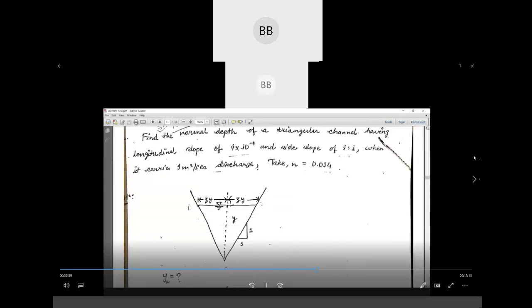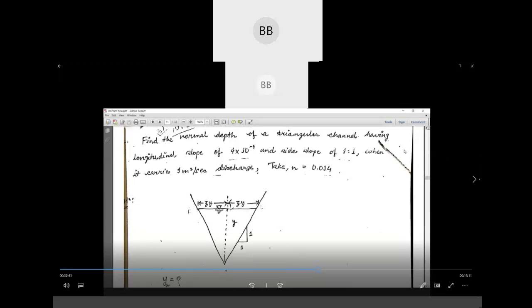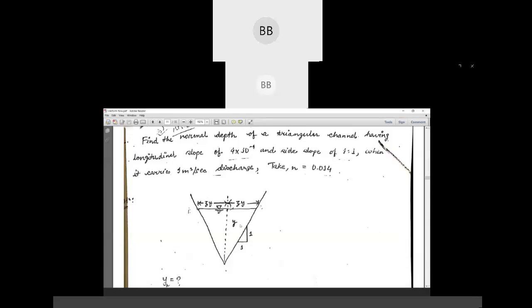It's over. So we are going to the next numerical. Next is for triangular channel. Next question is: find the normal depth of a triangular channel. That is what we need to find out, the depth of flow, having the slope of 4 into 10 to the power minus 4.